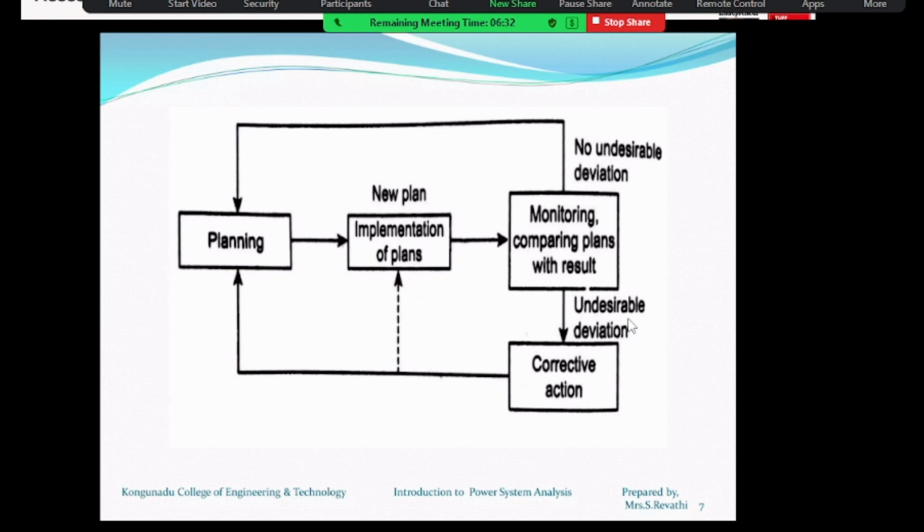So this is not the planning that we did. In order to remove that deviation, we take new corrective action. We do new planning to implement that old planning that we did earlier. So this diagram overall explains the planning of the power system.